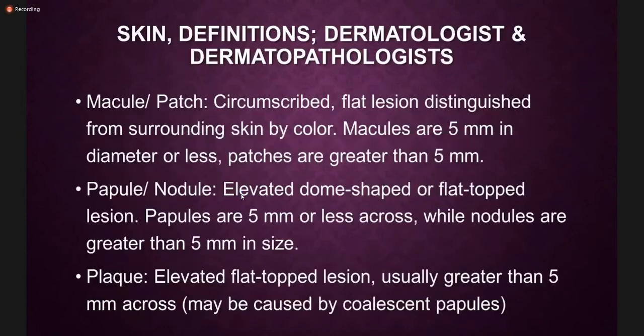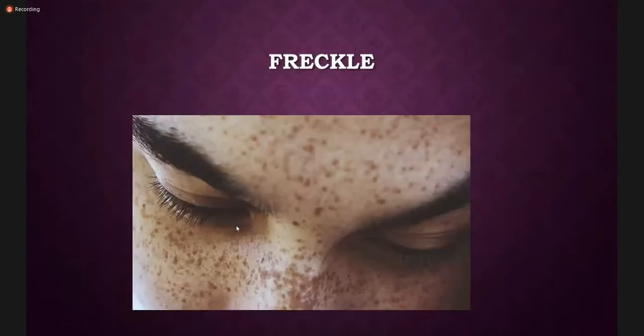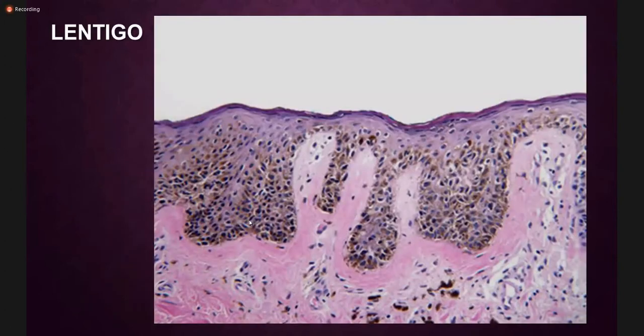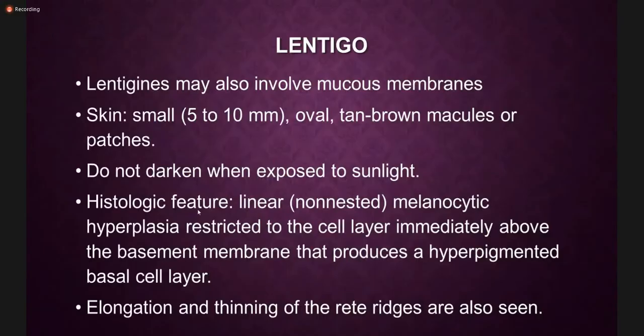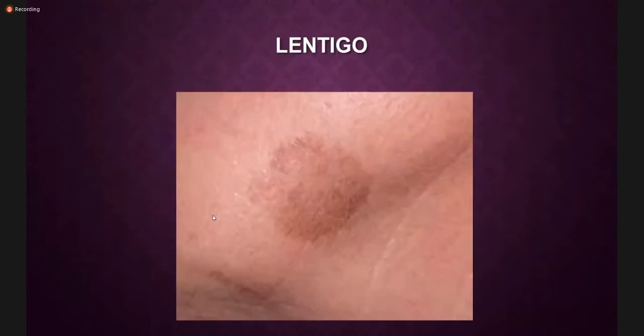So in lentigo, what we see is not only increased melanin synthesis, but there's also hyperplasia of the melanocytes. You can see these are small cells here. These are hyperplastic with elongation of these rete ridges. These are the rete ridges and the melanocytes which are present all along this basement membrane. So there's hyperplasia of these melanocytes and fusion and elongation of these rete ridges. As you can see, some of these rete ridges are fusing. So this is a lentigo.